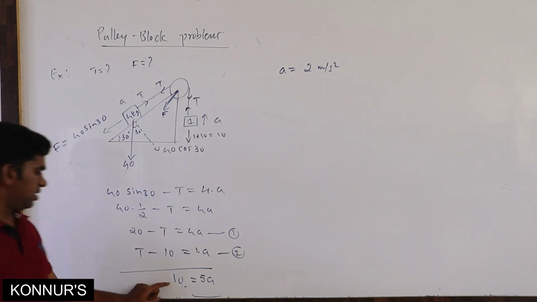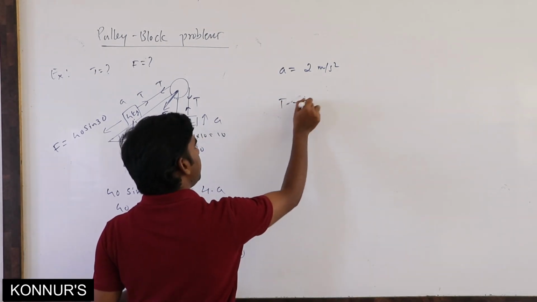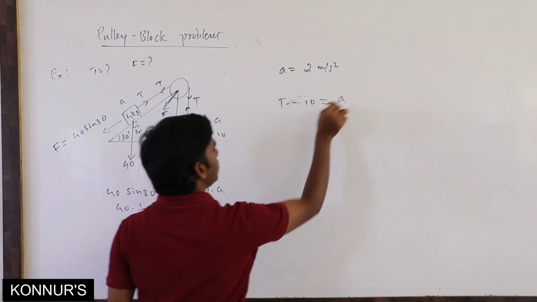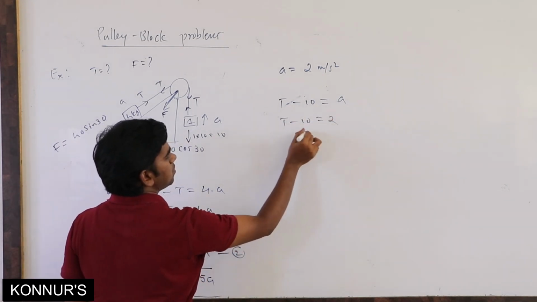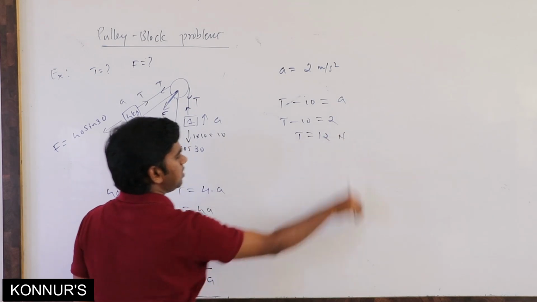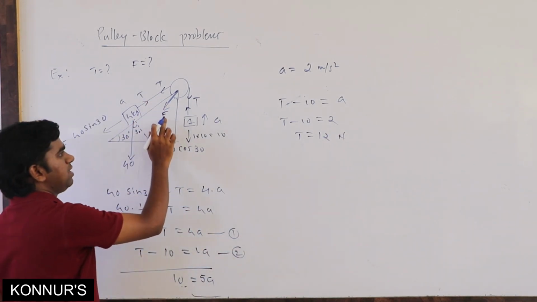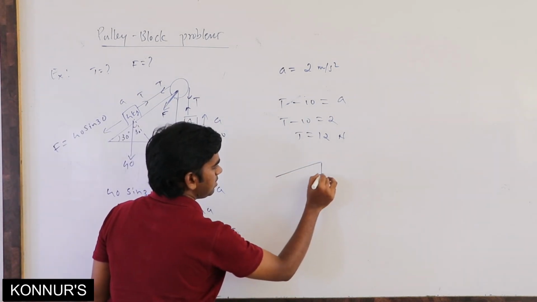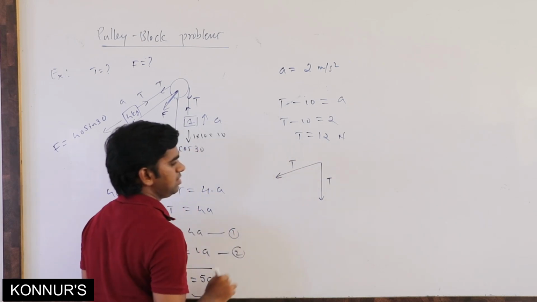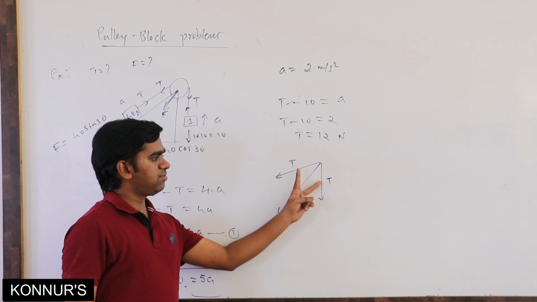If you get acceleration as 2, what is tension then? T minus 10 equals a. So T minus 10 equals acceleration, which is 2, so tension is 12 Newton. So you got tension. Now we have to find the net force. If I draw that diagram, T is there in this direction, and here T is there in this direction, and you want F. F is nothing but the resultant of these two.